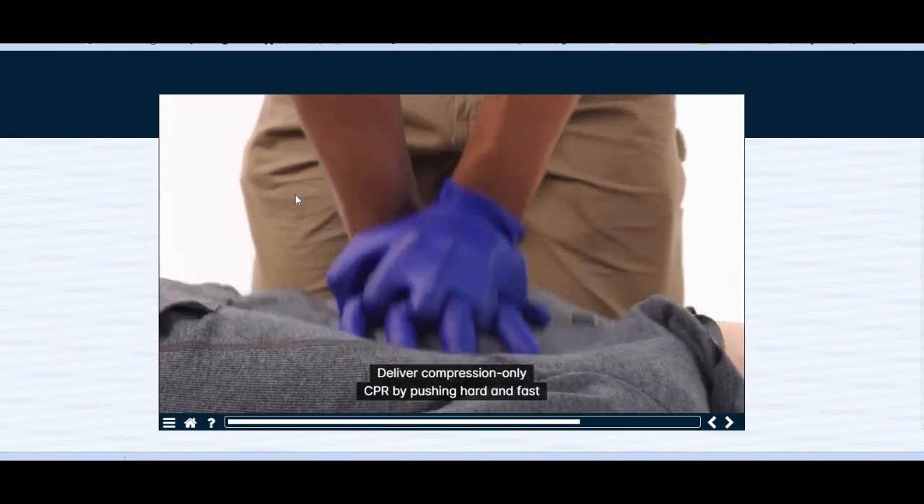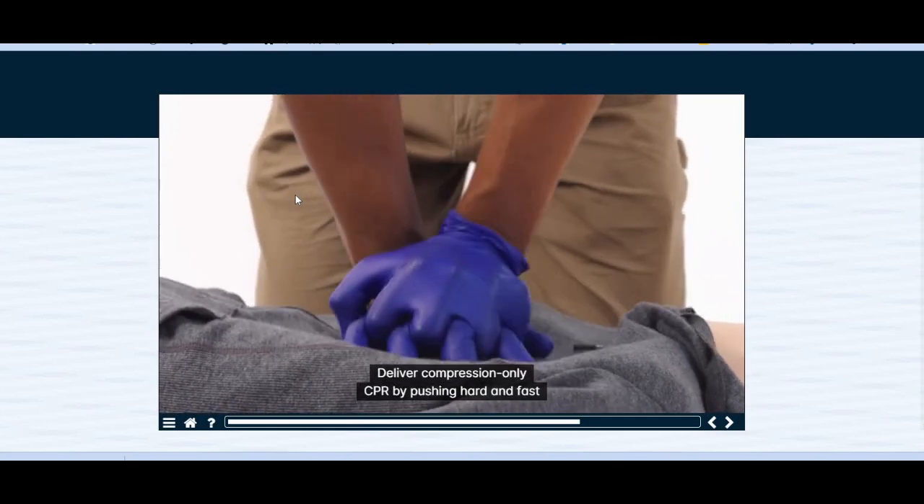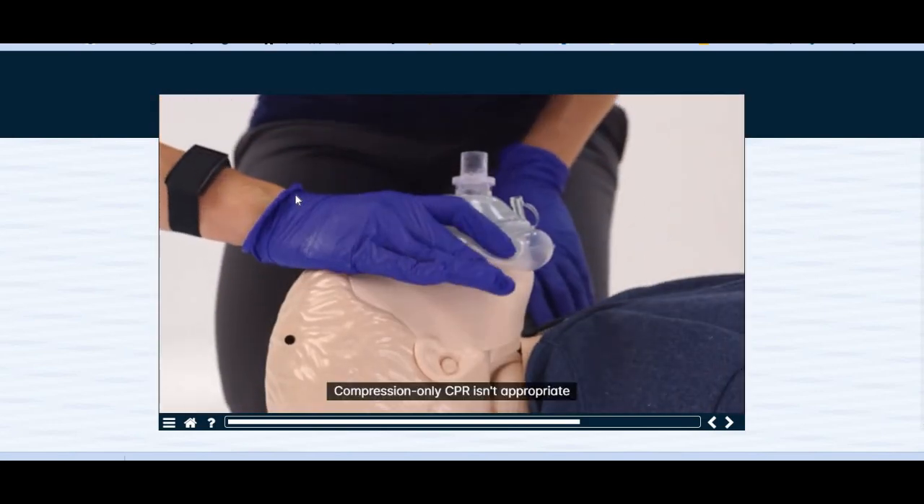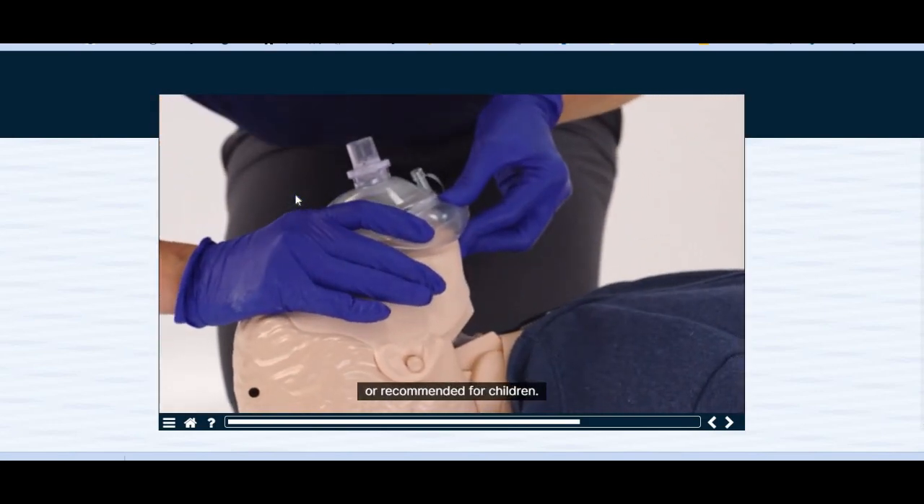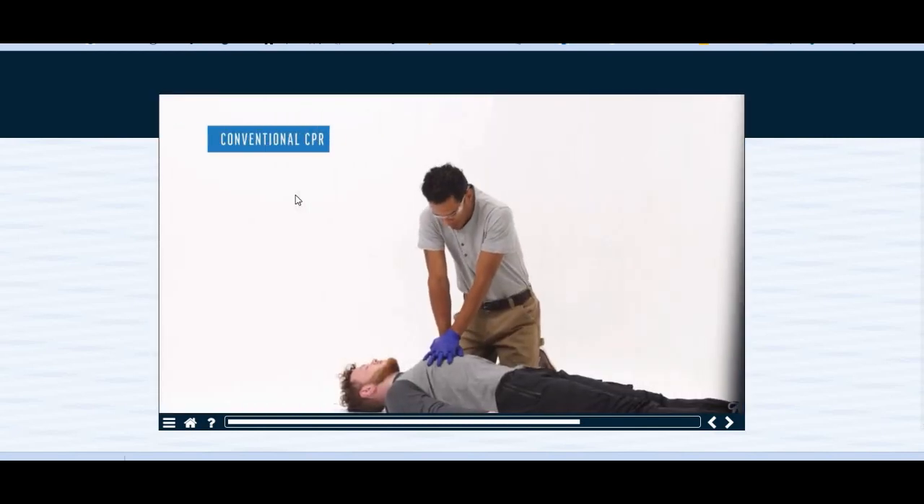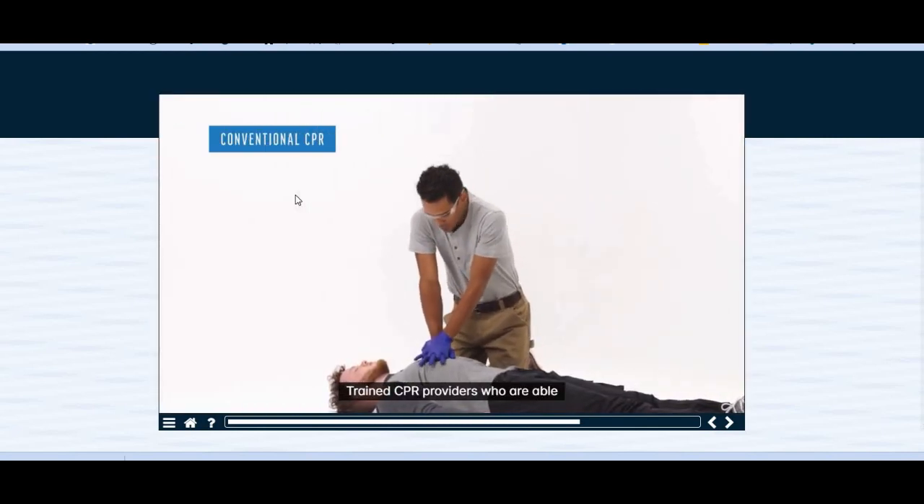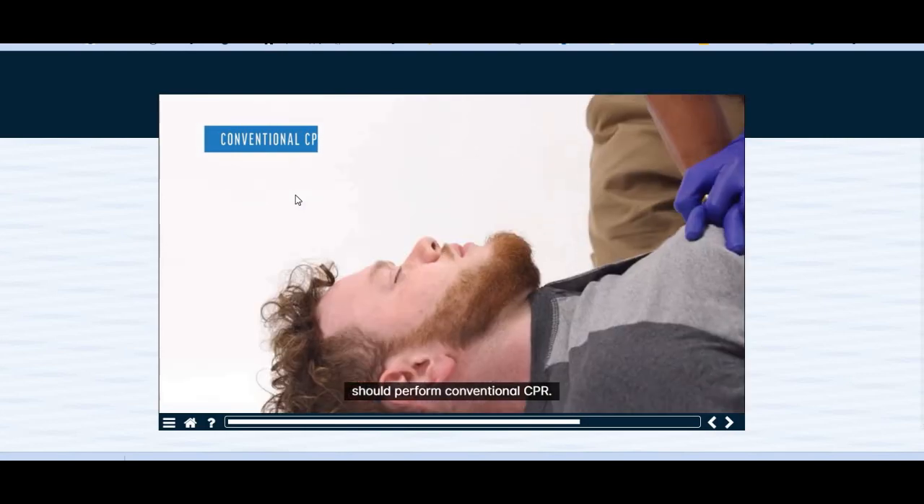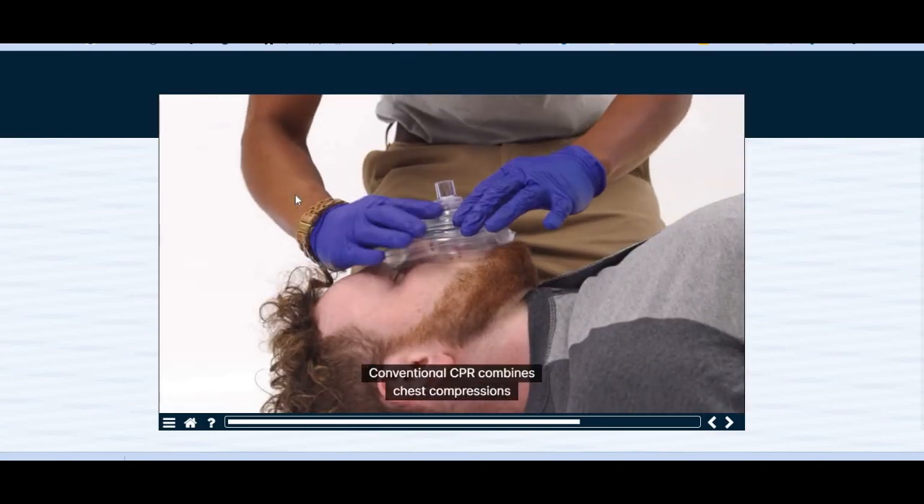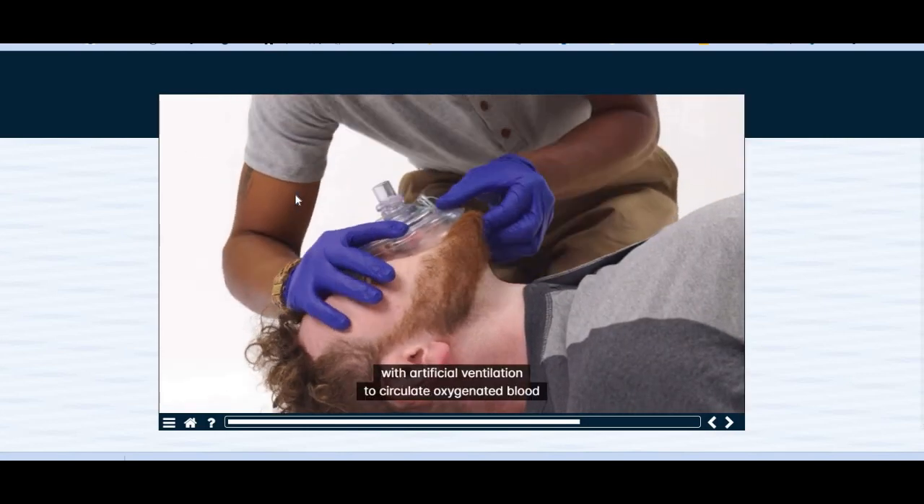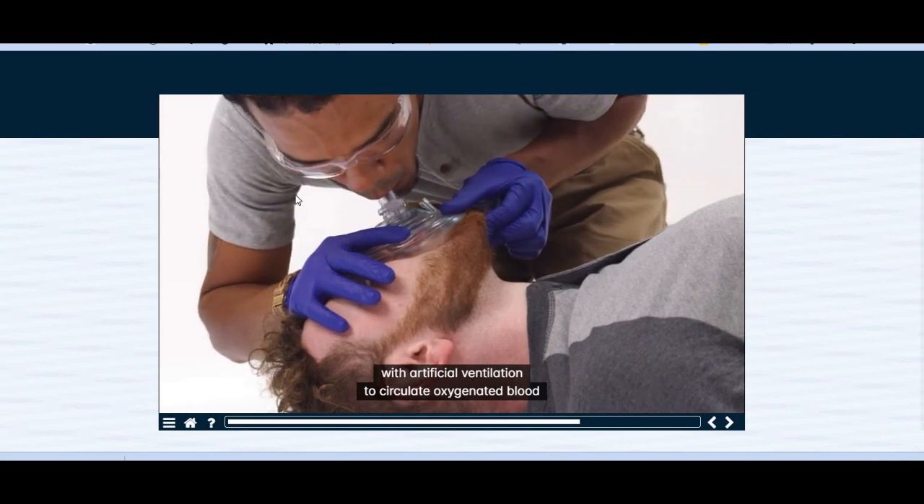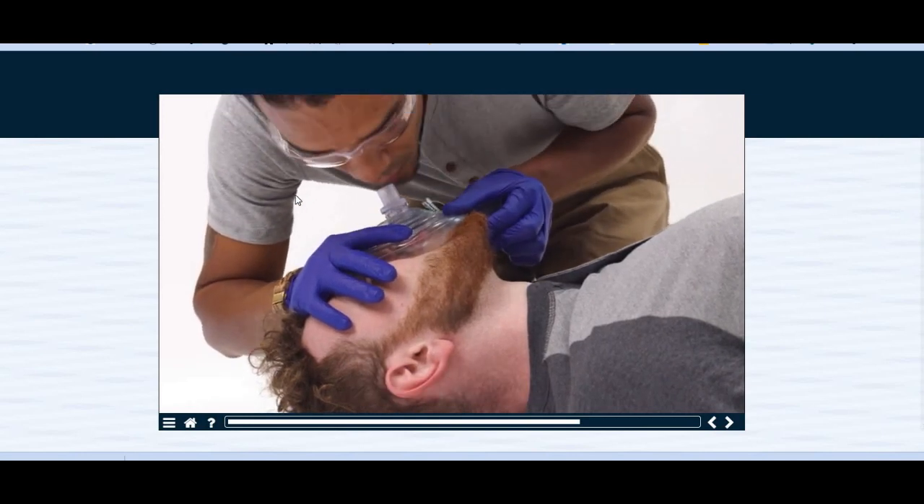Deliver compression-only CPR by pushing hard and fast on the center of the chest. Compression-only CPR isn't appropriate or recommended for children. Trained CPR providers who are able should perform conventional CPR. Conventional CPR combines chest compressions with artificial ventilation to circulate oxygenated blood to the brain and heart.